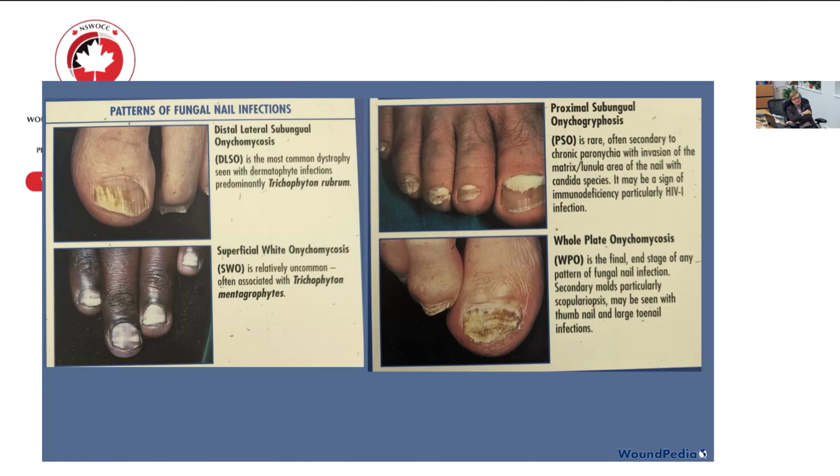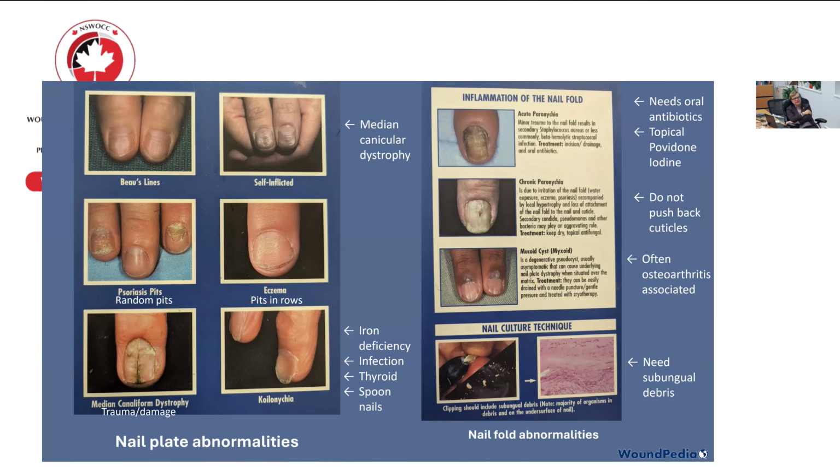Next slide. These are not fungus. The nail plate abnormalities, if you look at Beau's lines, there is a line midway across the nail plate. And a fingernail takes 6 months to grow. One midway, I can say to the patient, what happened to you 3 months ago? Were you sick?